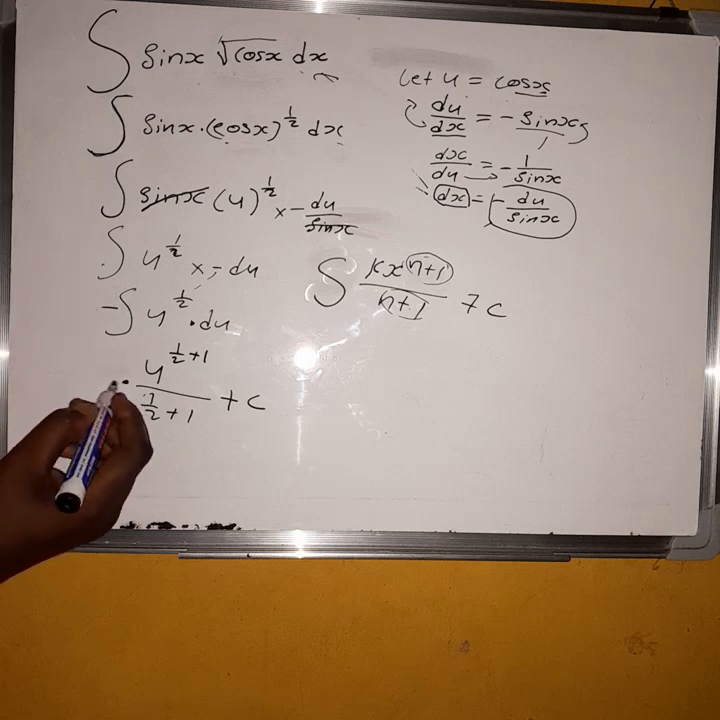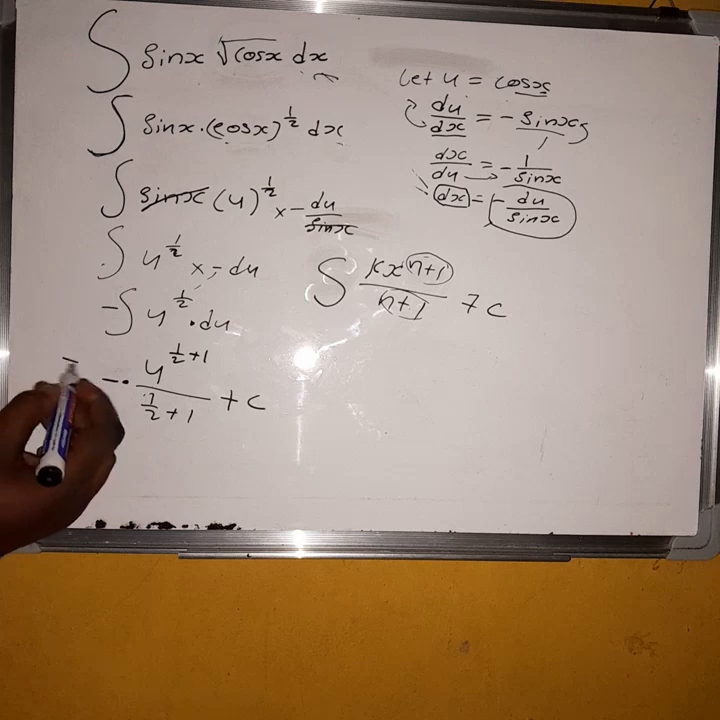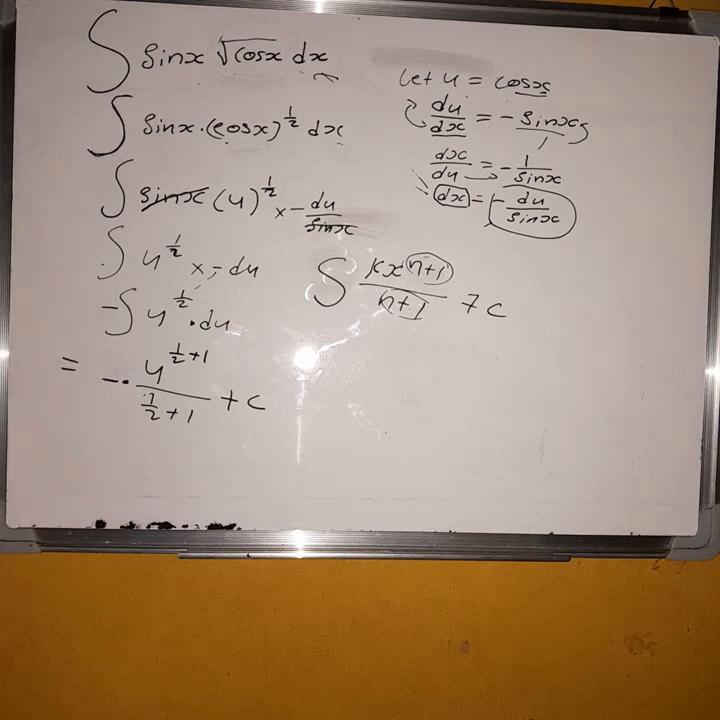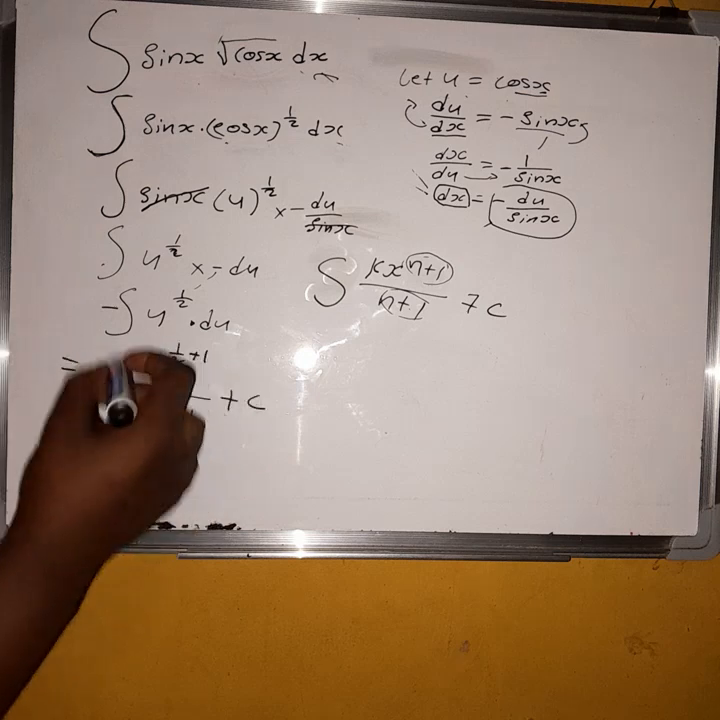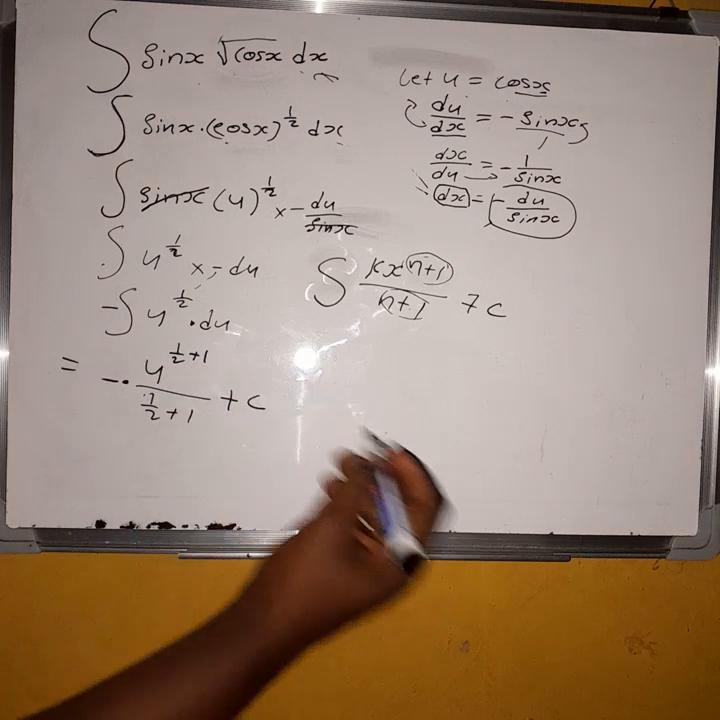Remember, there is a negative outside of the integral. You will multiply by this negative here. Now, here 1 over 2, you know this rule.